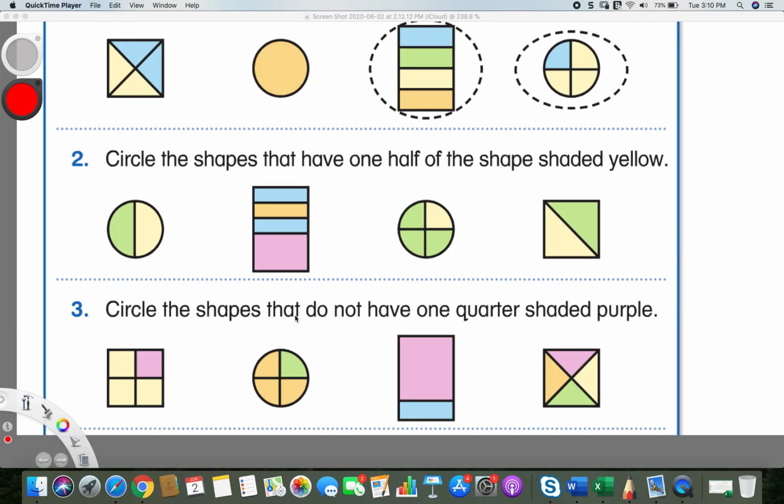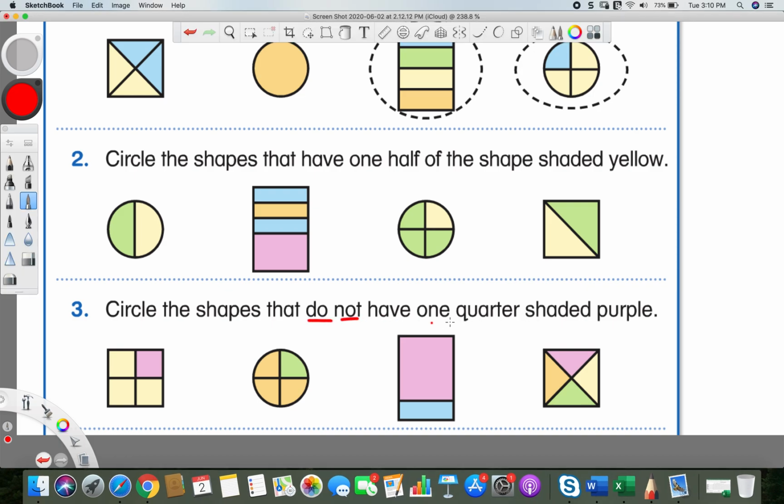I'm going to zoom in a little bit more and let's read this carefully together because this one gets a little tricky. It says circle the shapes that do not have 1/4 shaded purple. So do not have 1/4 shaded purple. So if you remember what I said earlier, a quarter means 4 pieces. So it could be one of these 2 shapes, right? It could be, we're working with a lot of squares and a lot of circles. And we know if these are cut into quarters, it could look something like this.